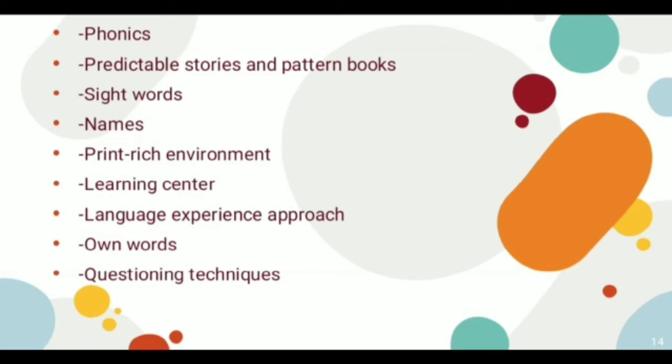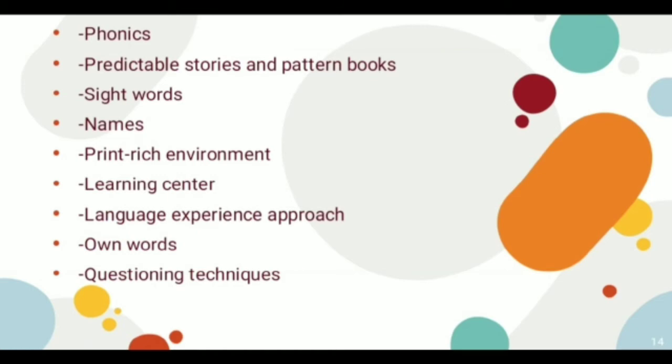And number 2 is predictable stories and pattern books. The predictable stories contain repetitive phrases and predictable language. Predictable storybooks, also called pattern books, contain illustrations that can help to clarify or support the word, sentence, or pattern that is repeated in the text.